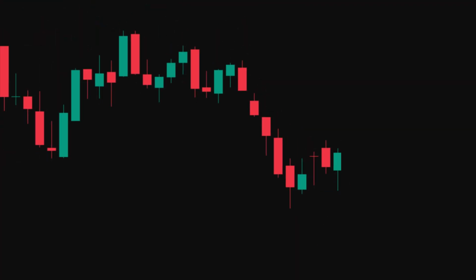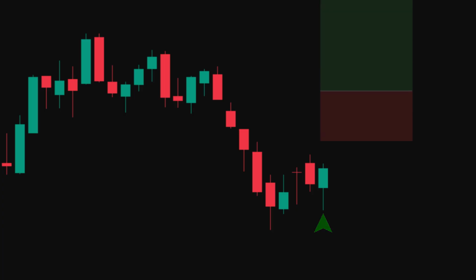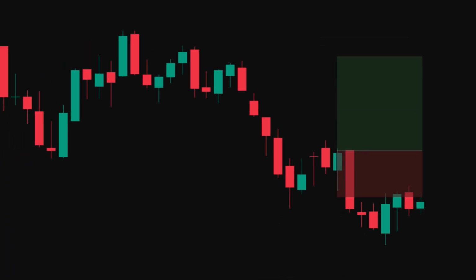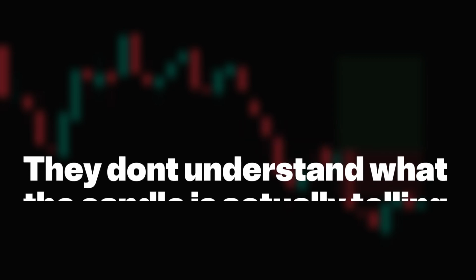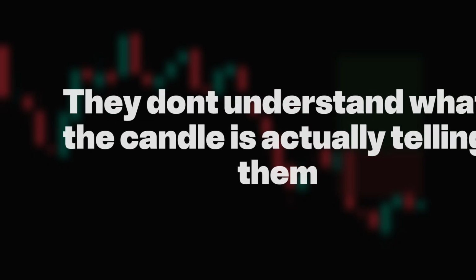Because here's the reality. A lot of traders can point at a chart and say, that's a pattern, but they still lose money. Why? Because they don't understand what the candle is actually telling them. So let's slow things down and start from the foundation.